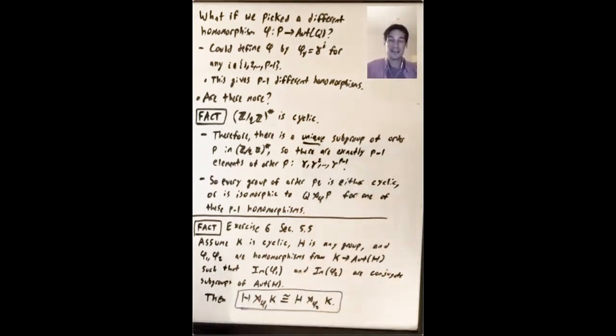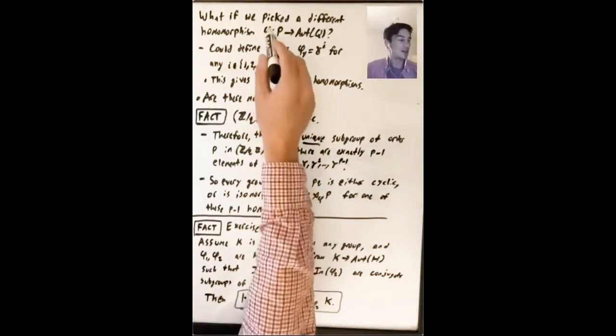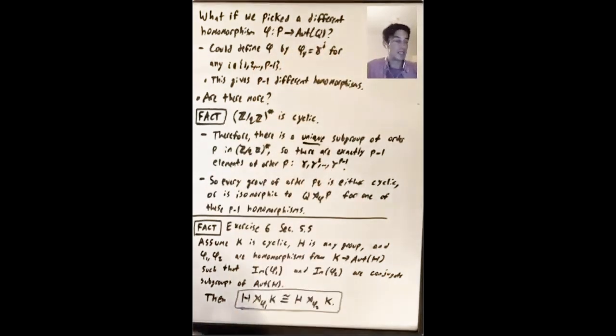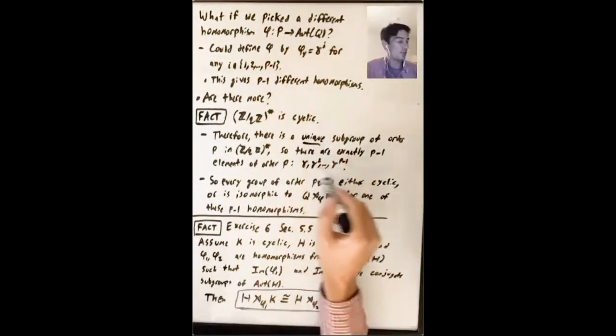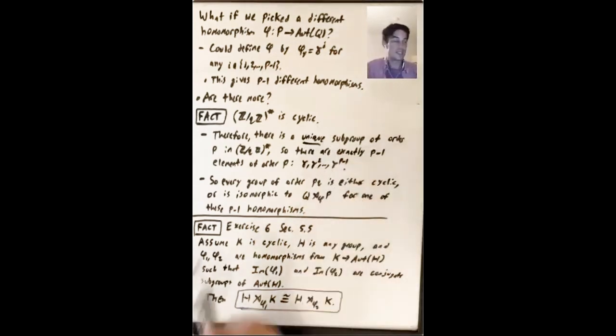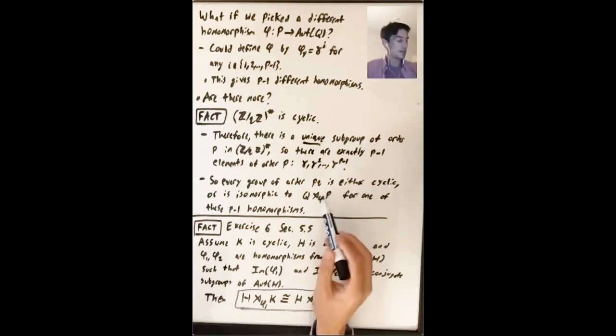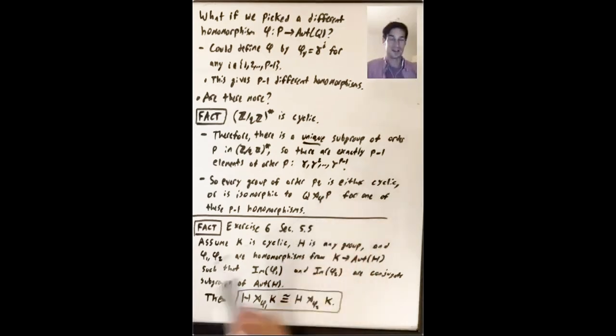So what does that mean? That means the only non-trivial homomorphisms from Z/pZ to Aut(Z/qZ) are determined by saying which one of these p minus 1 elements of order p we are sending y to. So what does that mean? Every group of order pq is either cyclic or it's isomorphic to Z/qZ semidirect product Z/pZ for one of these p minus 1 non-trivial homomorphisms phi.